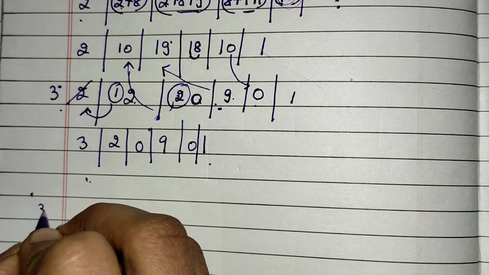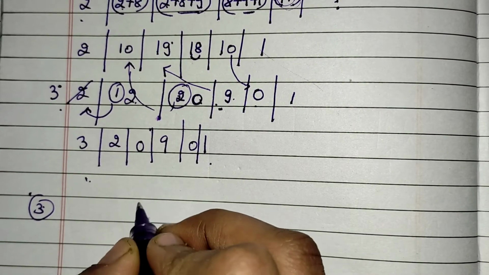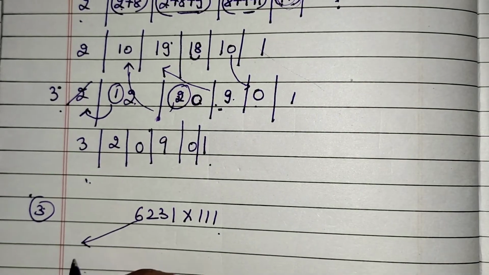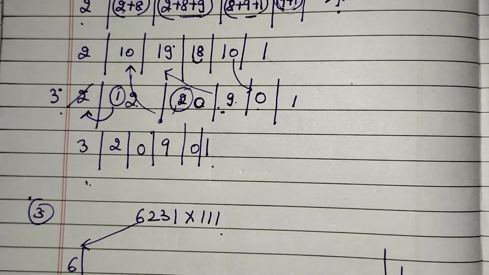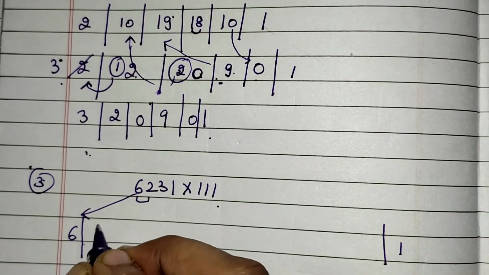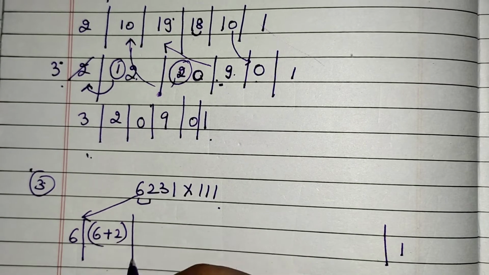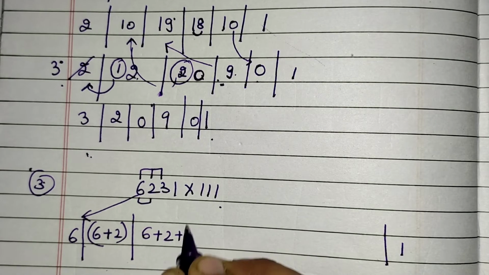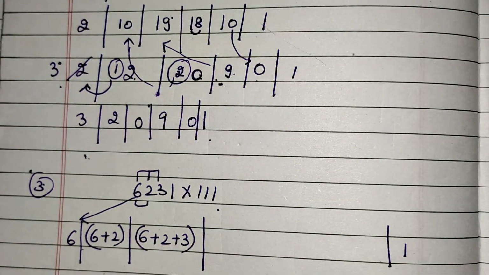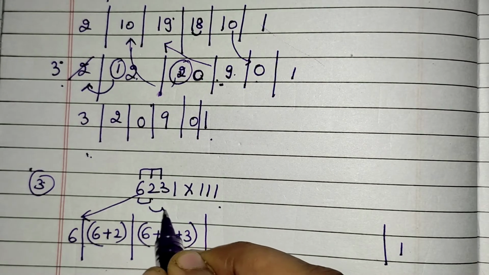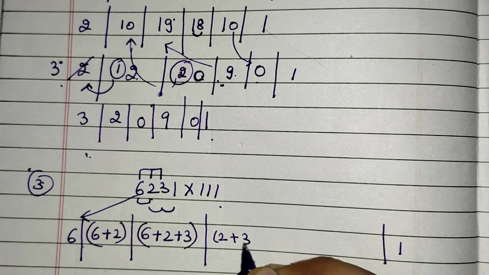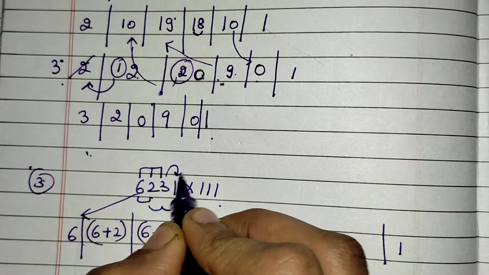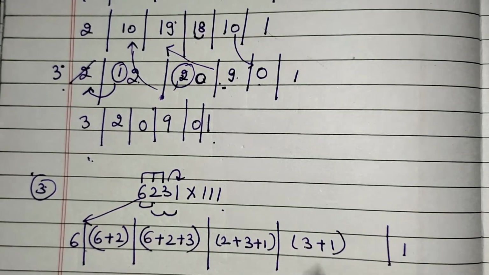Okay, let's take another example for more clarity, suppose 6231 into 111. Write down your first digit 6 as it is and the last digit 1 as it is. Now write down 6 plus 2, then do the addition of these three values, 6 plus 2 plus 3. Next do the addition of the second, third and fourth digits, that means 2 plus 3 plus 1.